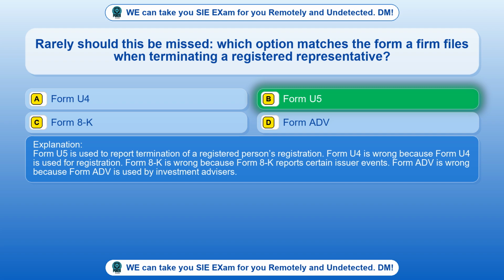Form U4 is wrong because Form U4 is used for registration. Form 8K is wrong because Form 8K reports certain issuer events. Form ADV is wrong because Form ADV is used by investment advisors.